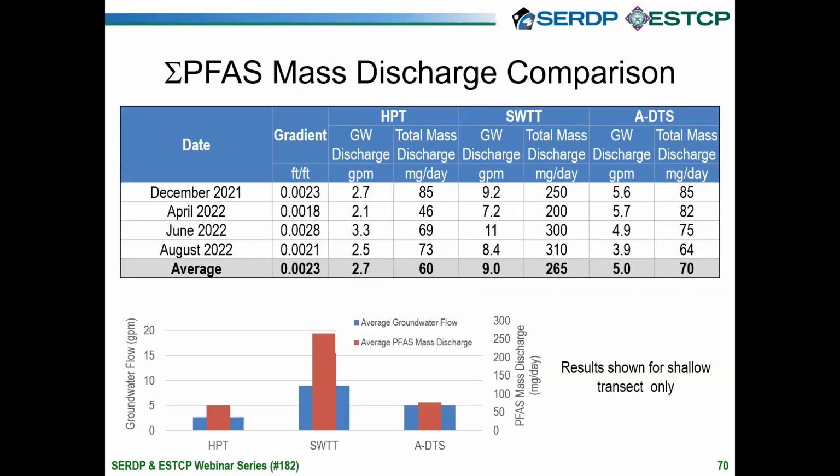This table summarizes the total PFAS mass discharge for each of the monitoring events and compares what we consider the 3 most reliable methods: HPT, single well tracer test, and ADTS testing. The average of these 3 methods is plotted on the graph below. And although there is a clear difference between the methods, the range is consistent with the variability in the hydraulic conductivity. So from our perspective, we consider all of these methods useful and reliable.